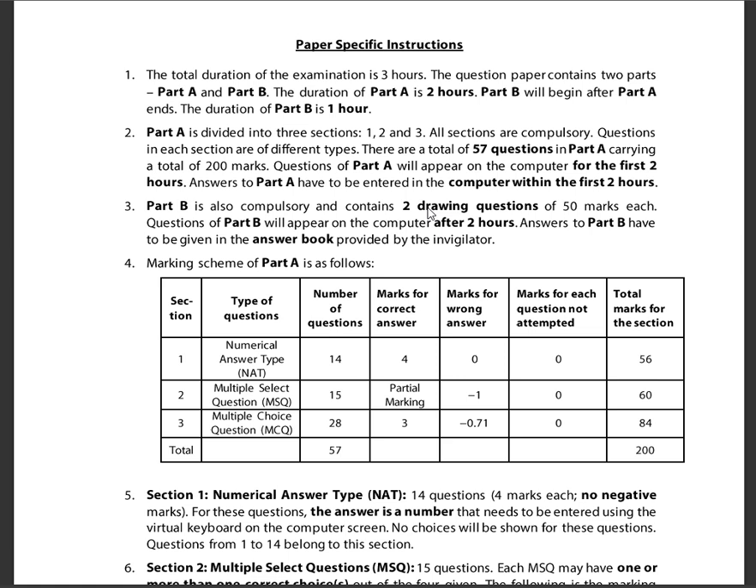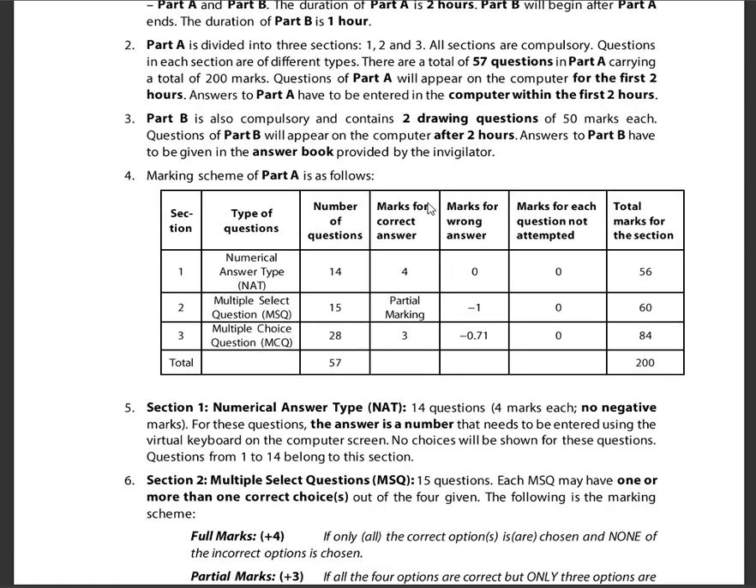These are the instructions for the paper, and the important part here is that the UCEED question paper is divided into two sections. The first section is part A, and the second section is part B. In part A, there are three sections. Section 1 is numerical answer type, NAT, the second is multiple select questions, and the third is multiple choice questions, right? In total it has 57 questions, and the total marks of the question paper is 200. So let's discuss each section one by one.